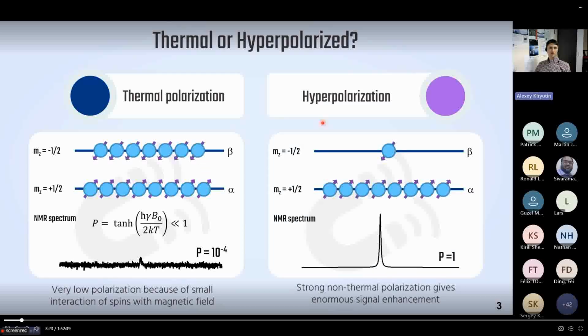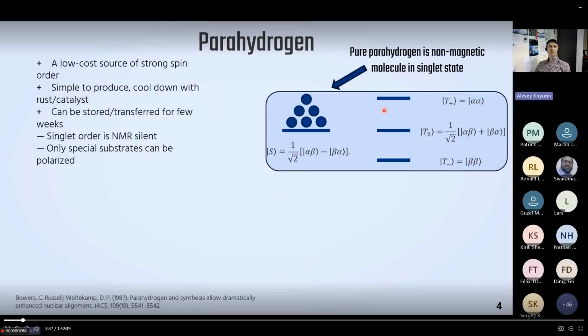On the right-hand side, you see the case of hyperpolarization, in which all of the nuclear spins have a single alpha projection. This leads to a huge signal in NMR. In this case, we have an enhancement factor of 10,000. While several methods exist to enhance NMR sensitivity, including light-induced approaches, our work utilizes parahydrogen as a source of hyperpolarization. Parahydrogen represents a spin isomer of the hydrogen molecule where the proton spins are antiparallel, forming a singlet state. This configuration makes the molecule non-magnetic and unresponsive to an external magnetic field.